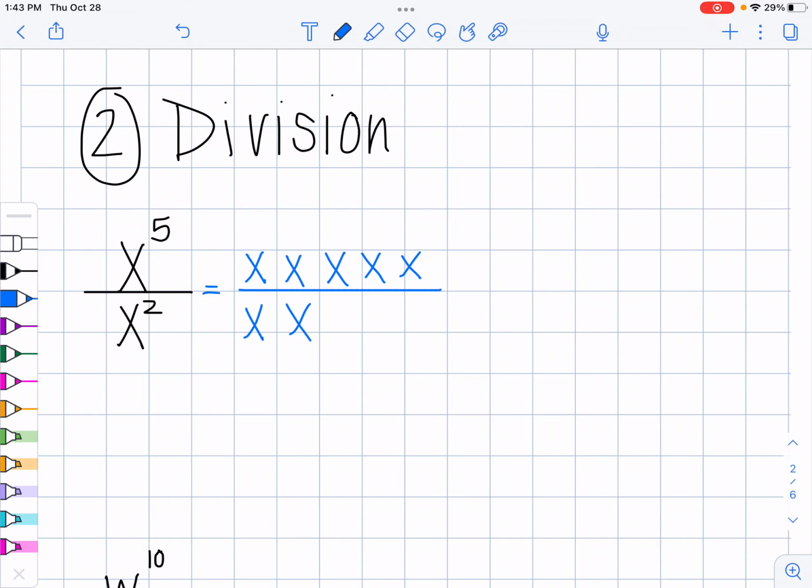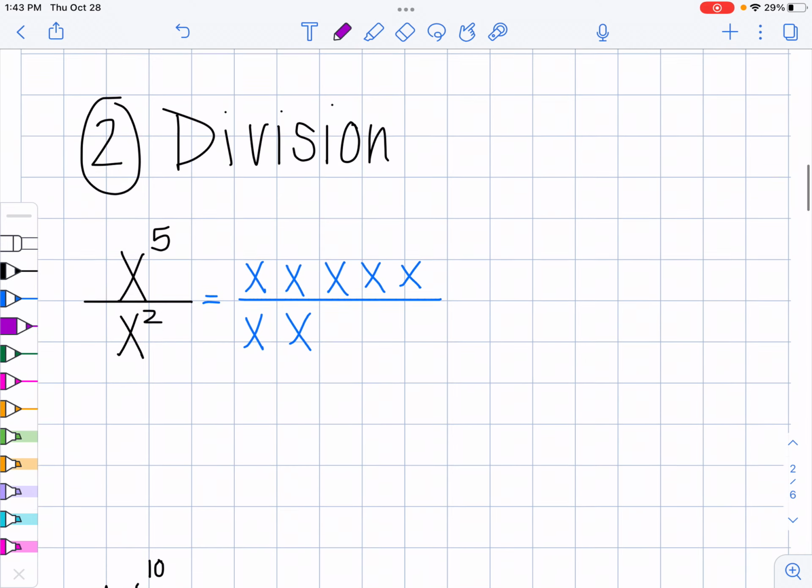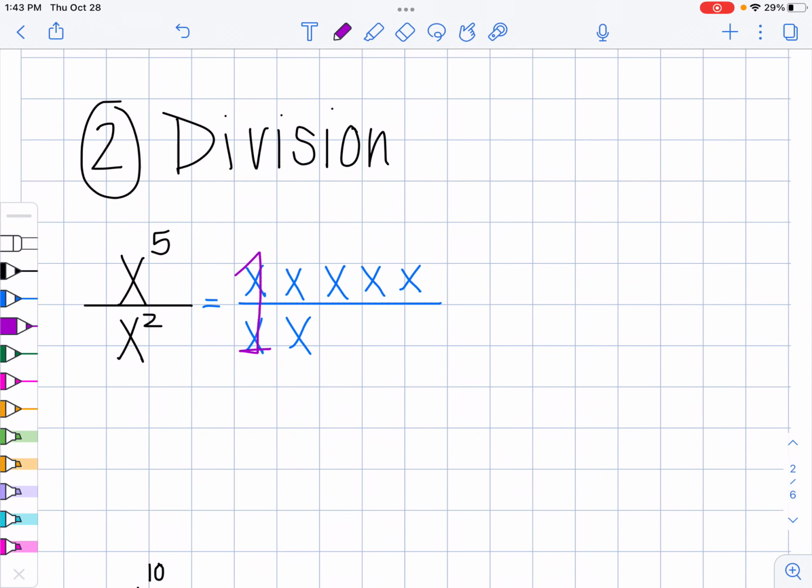And 1 times anything happens to be whatever your anything is. So here's what we know. I know that x over x is equal to 1, or cancels each other out. This is equal to 1 or cancels each other out. So I'm left with 1 times x times x times x. Or how many x's? 3.